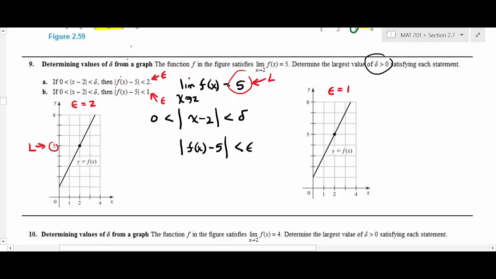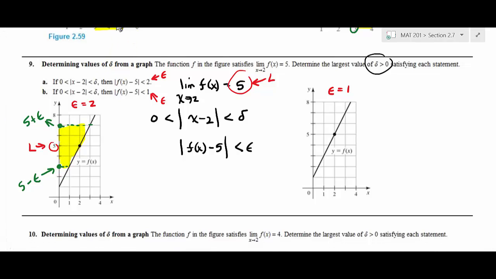Since epsilon is 2, we're going to go up 2 units, up to 7, and then go down 2 units to 3. That represents the value of the limit 5 plus epsilon, and this represents the value of the limit 5 minus epsilon. So that gives you that epsilon belt. Then we follow this over to the function, and this gives you the epsilon belt that I'm going to shade in like that.